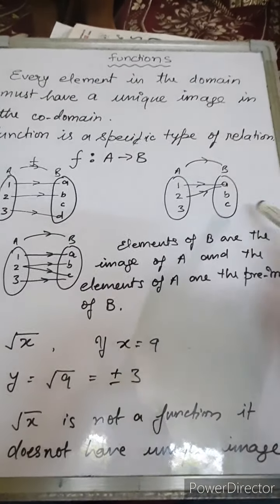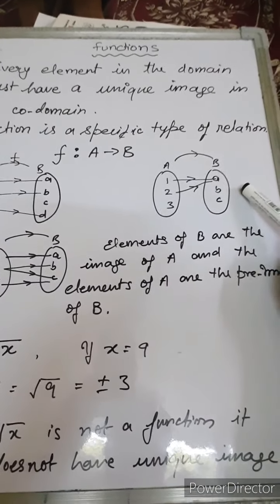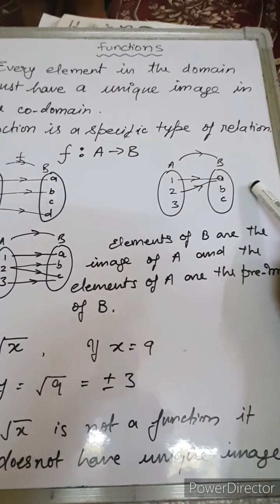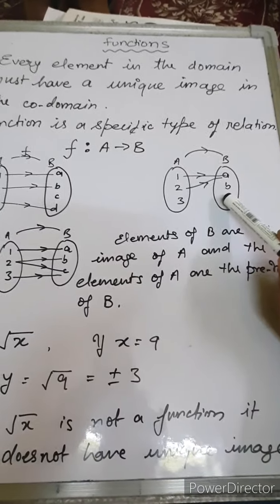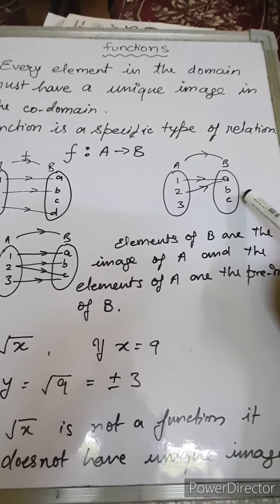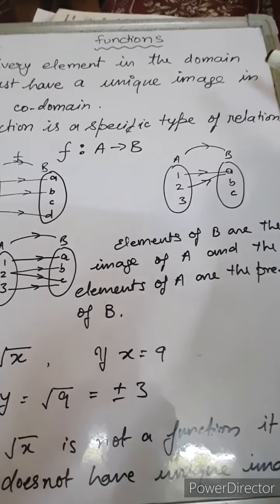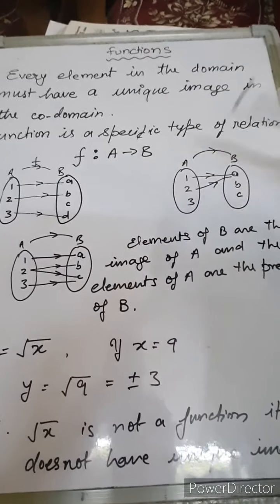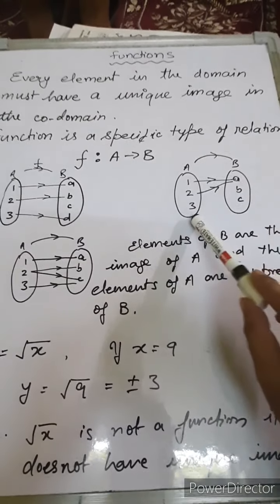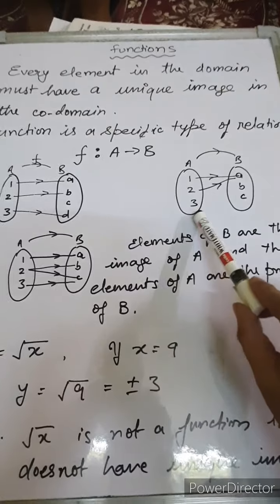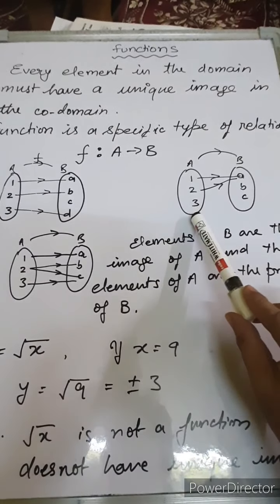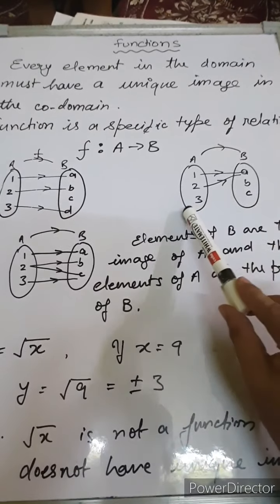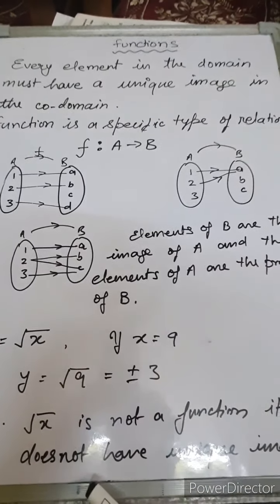Okay. Now let's see the second example. Is this a function? Yes children, can you tell whether this is a function or not? You can see the arrow diagram. It violates the definition. The definition says every element in the domain must have a unique image in the codomain, and you can see that in the domain 3 is left out. 3 does not have any image, right? The image of 3 is not defined in the codomain, so this is not a function, right?